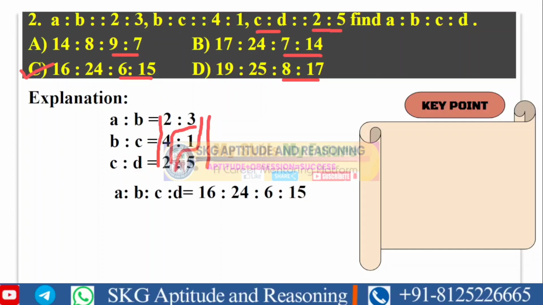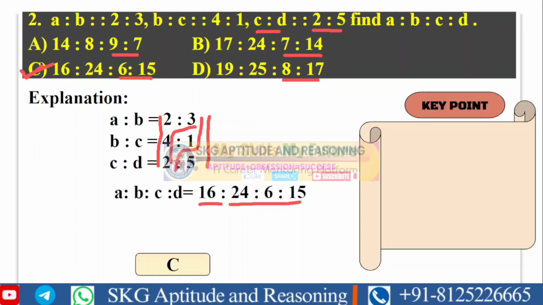So if I do so, I'll get the value as 16 is to 24 is to 6 to 15. The same answer which I explained with the option verification method. So I request all of you, try to get the answer in an easy manner instead of solving all the questions. If we go with the option verification method, we'll get the answer quickly.